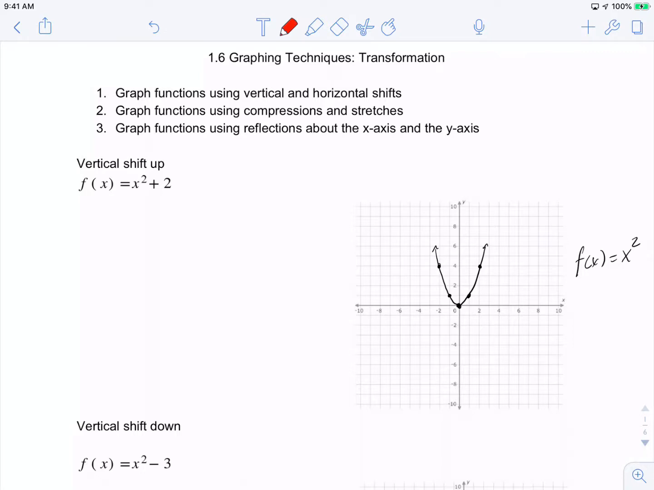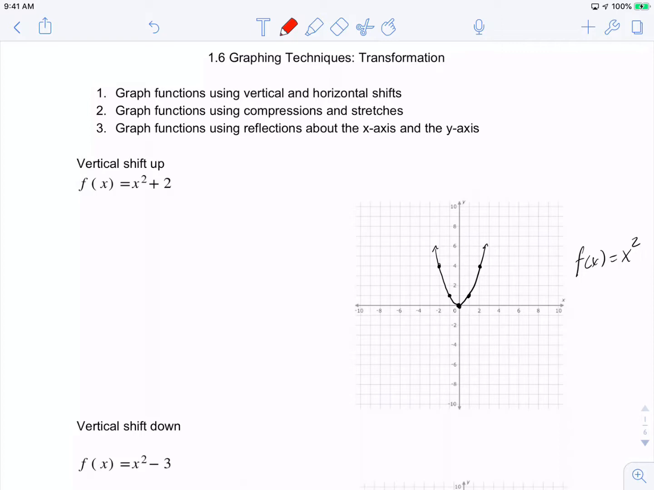Today we're going to be going over graphing techniques and transformations. We're going to try to hit on three different types. The first being vertical and horizontal shifts. Then we'll talk about compressions and stretches. And then lastly we'll talk about reflections about the x-axis and the y-axis.